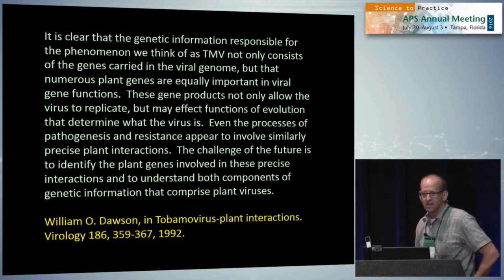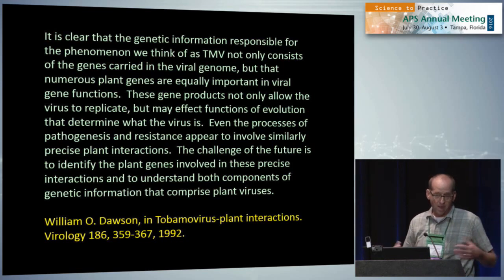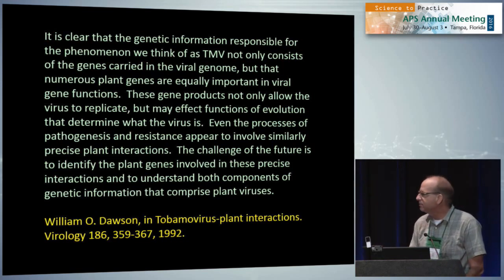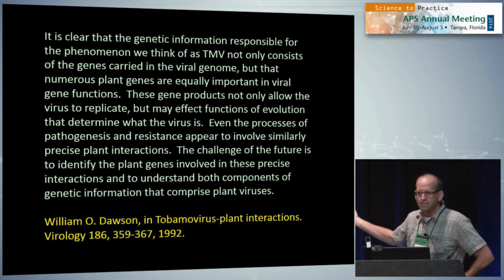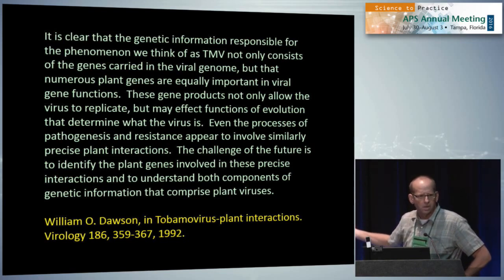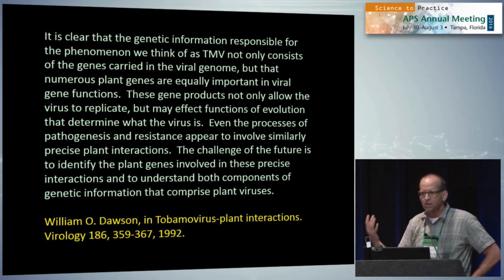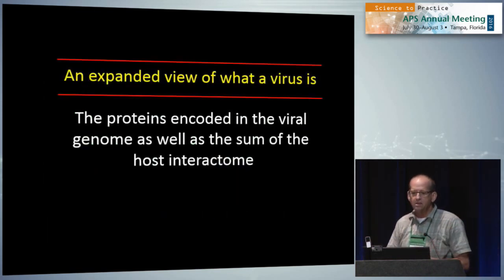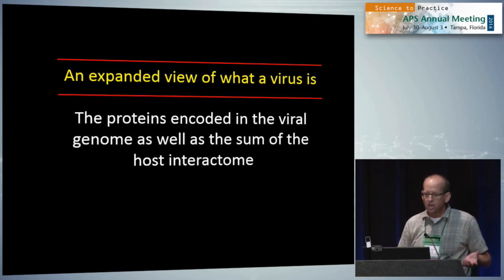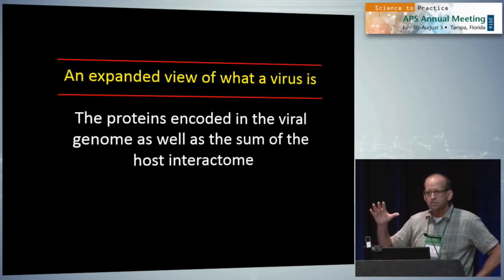So a couple of points that I want to make about this. First of all, if I have ever thought that I had an original thought in my head, well, probably someone has already thought of it. And the other thing is that it goes to show how far along people were already thinking about this 24 years ago, this idea of expanding what a virus is. So, an expanded view of what a virus is: the proteins encoded in the viral genome as well as the sum of the host interactome. And as Michael emphasized, also location, thinking about where these interactions actually occur.